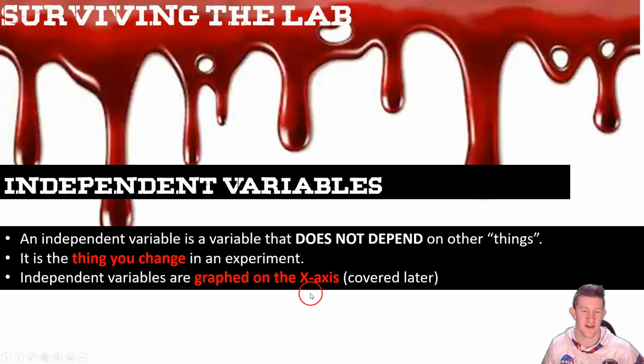So these are three very important points, and I highly recommend you write them down somewhere. So start a OneNote page with notes, or if you've got a book, that's even better, write them in your book. Independent doesn't depend on things, it's the thing that you change, and it's graphed on the x-axis, which we'll see when we look at graphing skills.